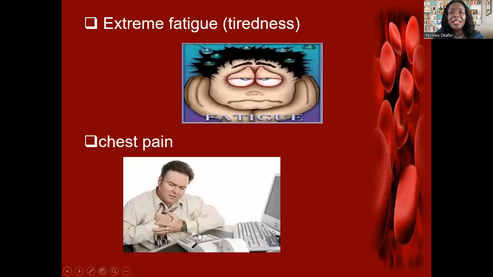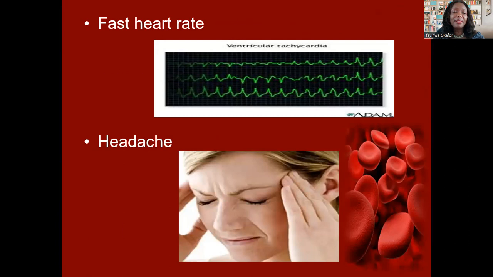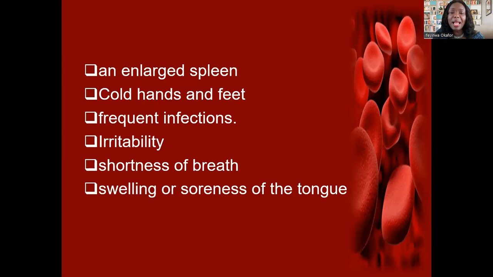And then extreme fatigue, tiredness, chest pain, pale skin, dizziness, lightheadedness, fast heart rate, headache, an enlarged spleen, cold hands and feet, frequent infections. All these things can be part of the clinical presentation of iron deficiency anemia.